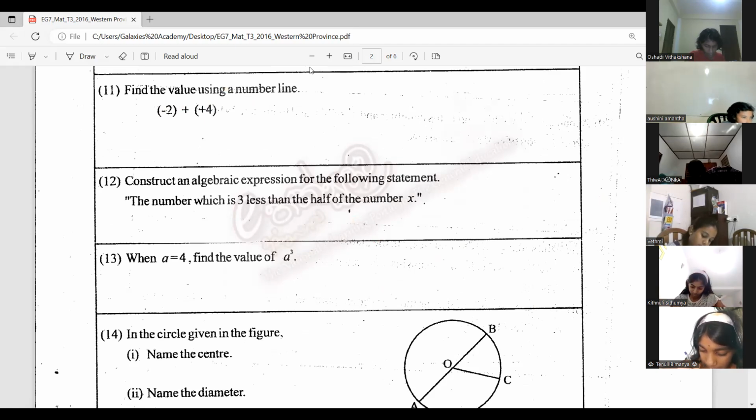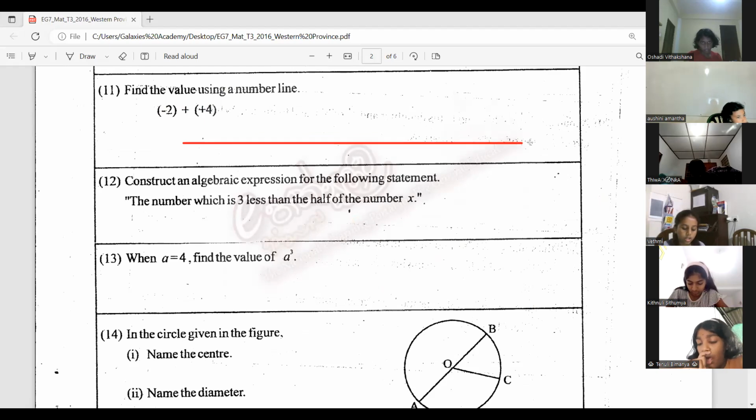Do you remember this one? Using the number line, how can you find the answer? Yes, sir. Right. Then if it says using the number line, you must draw a number line.